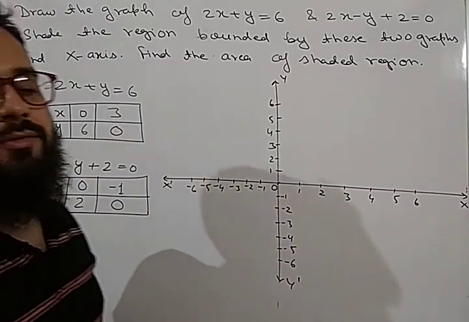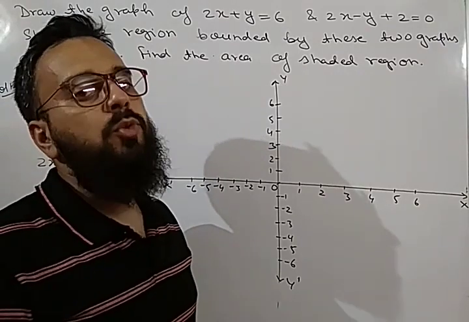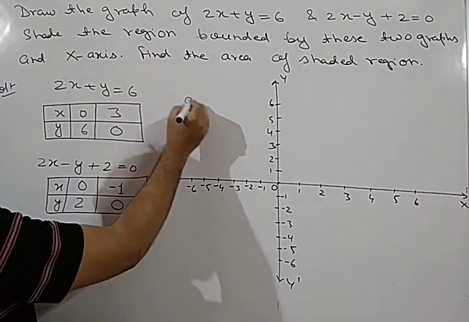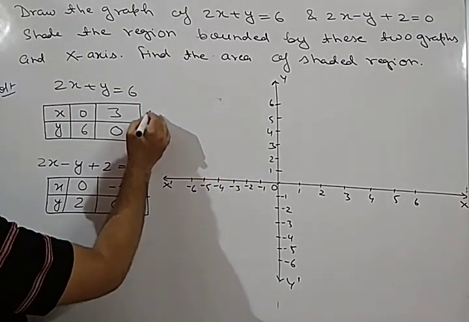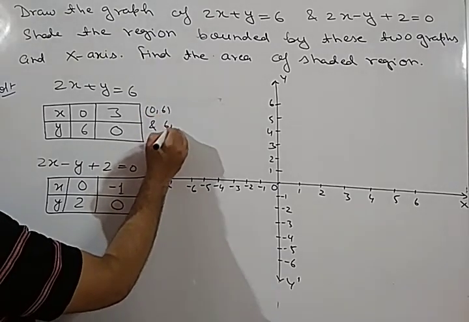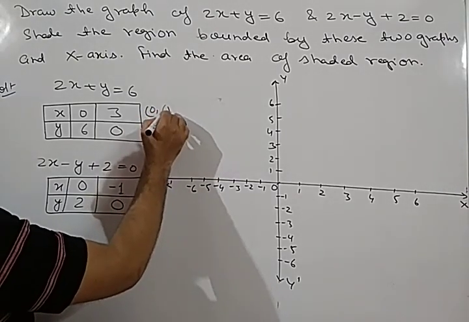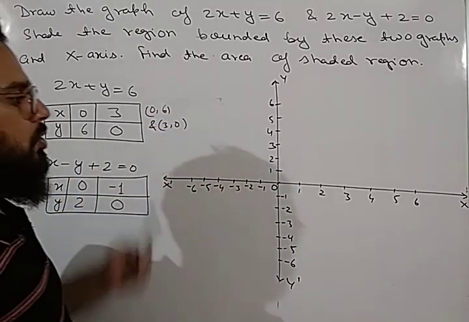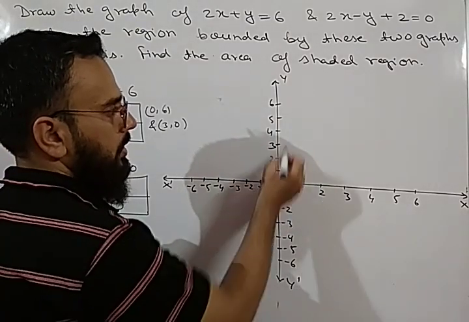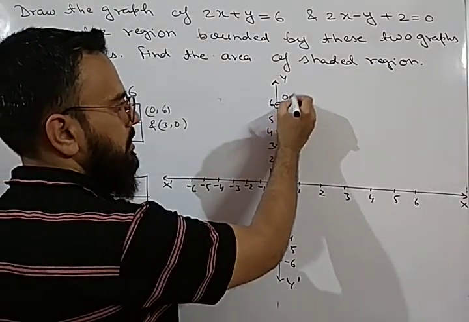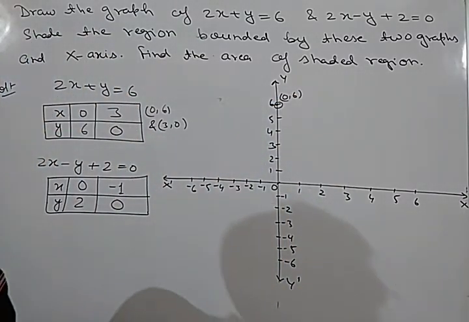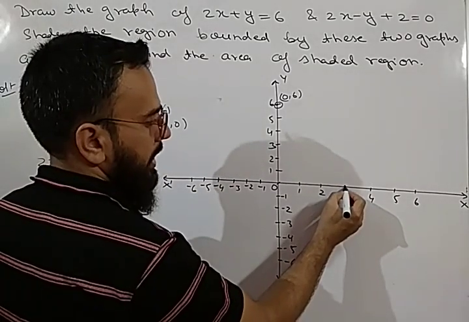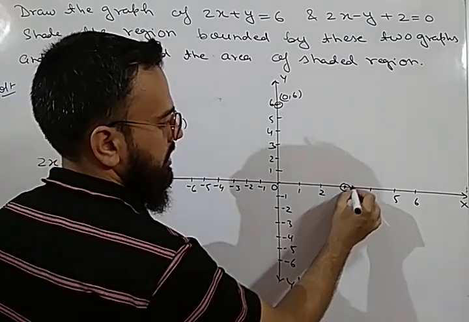I told you first we have to draw the graph of the first equation, then we will move to the second equation. So first the ordered pairs are (0, 6) and (3, 0). Where is the point (0, 6)? x equal to 0, then y equal to 6, means this is the point (0, 6) here. Then the second is (3, 0). So x equal to 3 and y equal to 0. It means this is the point (3, 0).